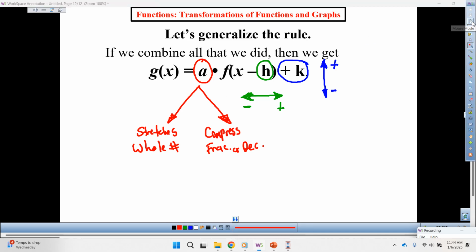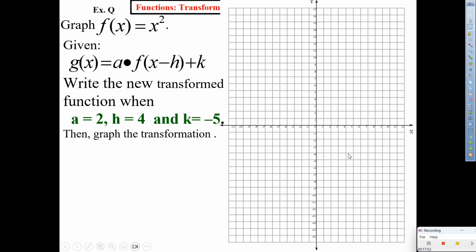So get your graph paper in front of you. Let's get started. Copy this problem on one of those, please. It says, example Q, graph f of x equals x squared, given g of x equals a f of x minus h plus k. Write the new transformation function using a equals 2, h equals 4, and k equals negative 5. Then graph the transformation. Copy the entire information, please. I'll give you some time. Go.